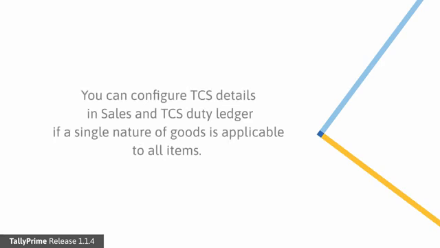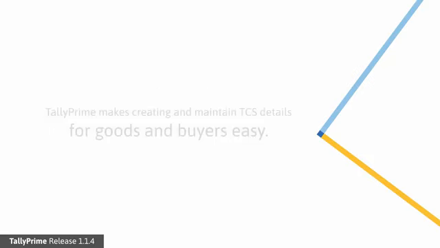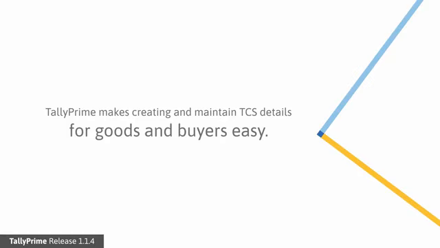If you are dealing with a single nature of goods and have multiple stock items under the single nature, then you can define the TCS details in the TCS sales ledger and tax ledger. The same TCS sales ledger and tax ledger can be used for sale of all items, and tax will be calculated based on the details defined in the respective ledger master. As you witnessed, managing TCS details for different natures of goods and buyers is easy with TallyPrime.